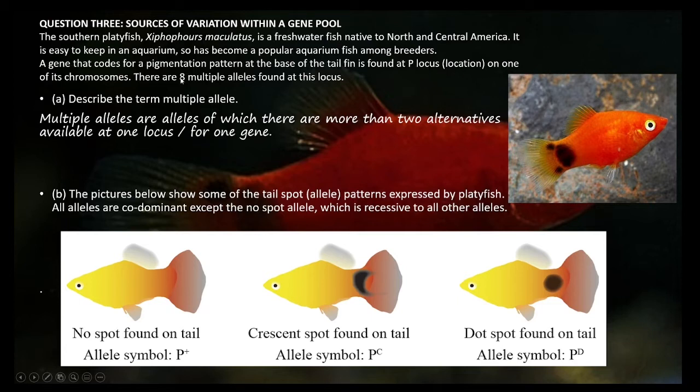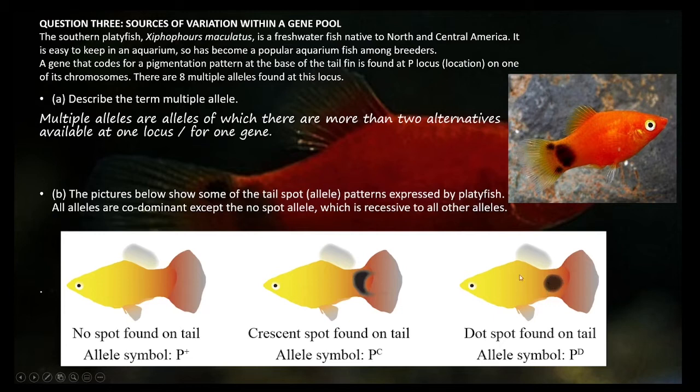On one of its chromosomes, there are 8 multiple alleles found at this locus. So in real life, there's 8 different alleles. And interesting, this one is called the Mickey Mouse, because you can see it's got the 2 ears and the big head. However, we're going to be looking at the crescent spot and the dot spot.